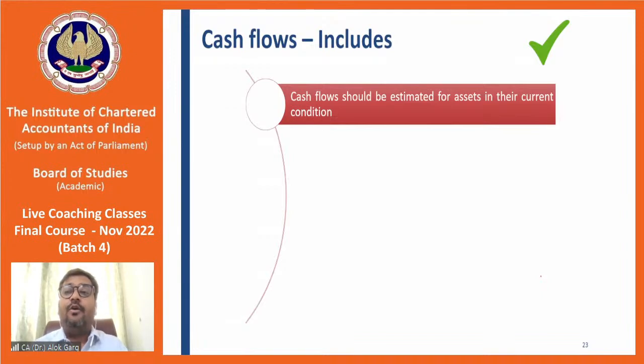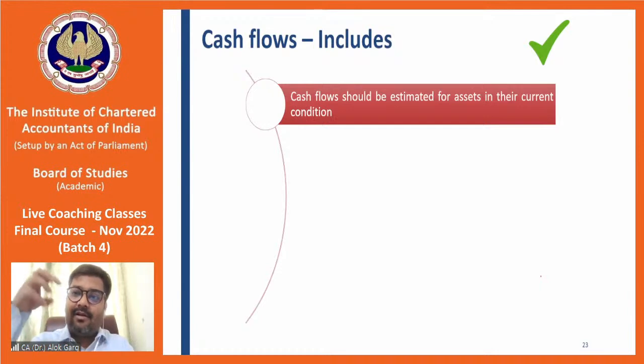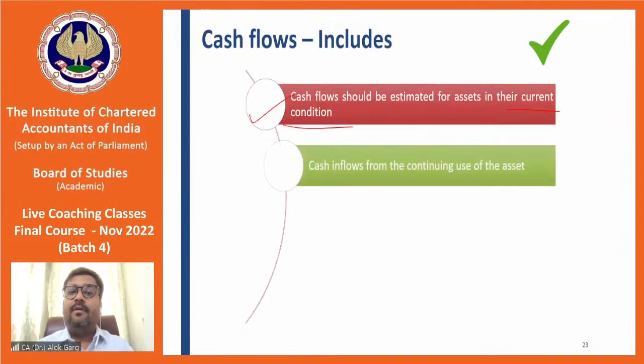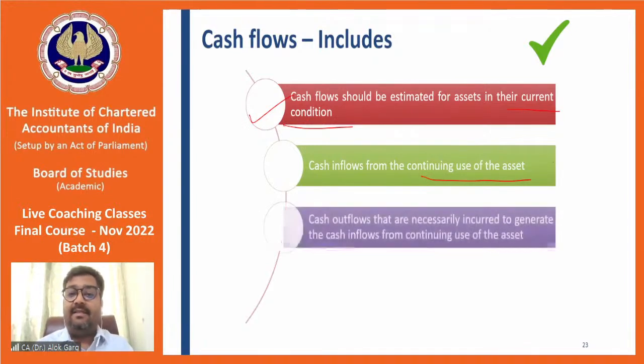You cannot say that, oh, new machinery will provide, let's say, 10,000 rupees of future economic benefit every year. If it is a new machinery, it will give me 10,000 rupees of cash inflow, right? You cannot say this. So you have to estimate cash flow in the current condition, right? It has to be in the current condition. Cash inflow should be from the continuing use of the asset. Okay.